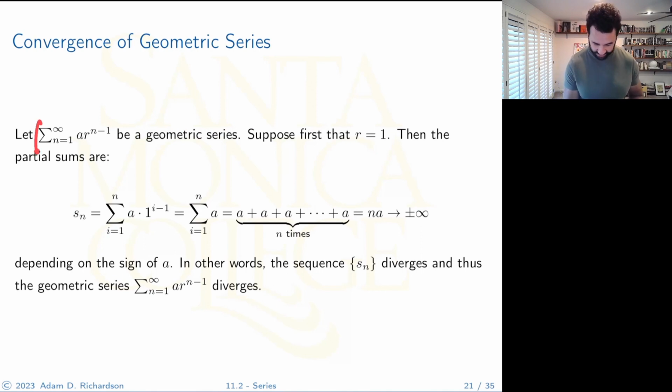Let's start with a geometric series. We're going to suppose first that r is equal to 1, because we just want to explore how these things converge. If r is equal to 1, then the partial sums are given by this. If you remember from a pre-calc or algebra class, this is just adding up the number a n many times. In other words, that's n times a. But n times a just goes to plus or minus infinity depending on the sign of a. So it diverges. Your geometric series diverges if r is equal to 1.